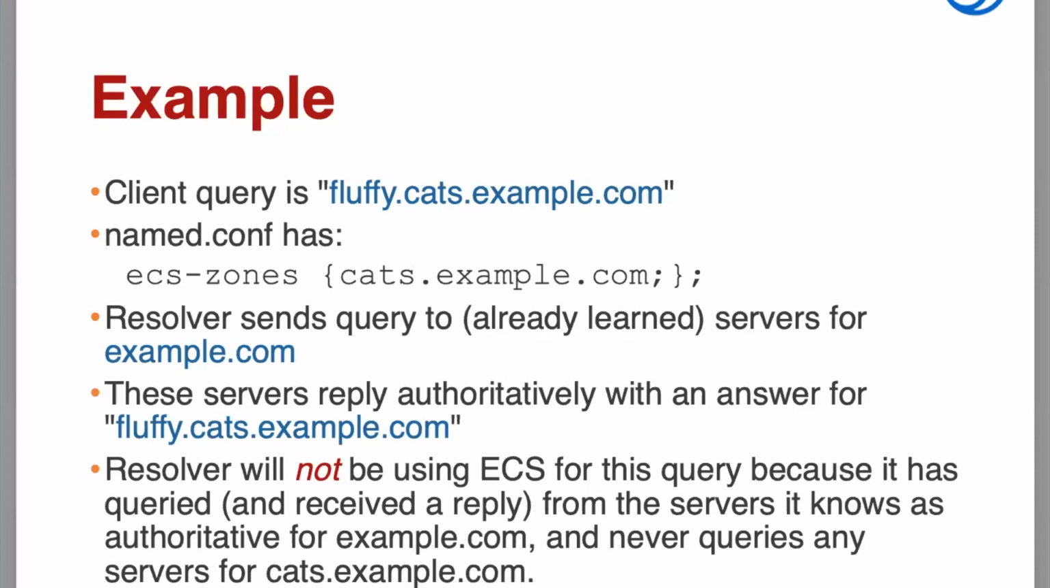So it's because of the configuration on the authoritative side that it was authoritative for both? Yes. Whereas I had said on my resolver side, I only want to use ECS for cats.example.com and below. And okay, I queried for fluffy.cats.example.com, but my query was being sent at that time to the name servers for example.com, and they are not included in my ECS zones. And I didn't need to send any more queries.